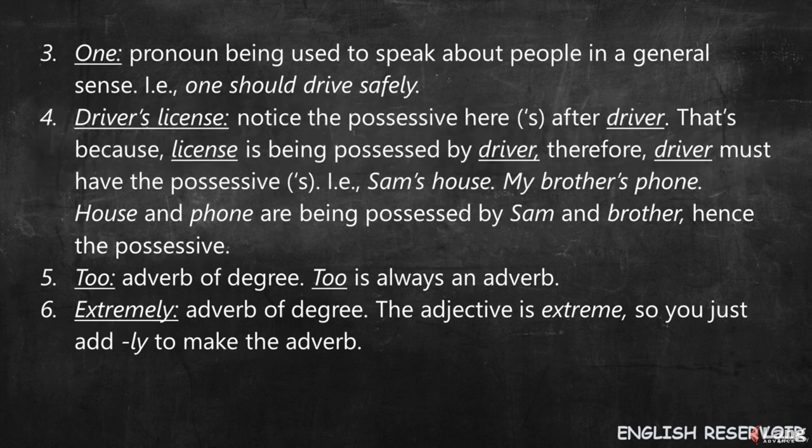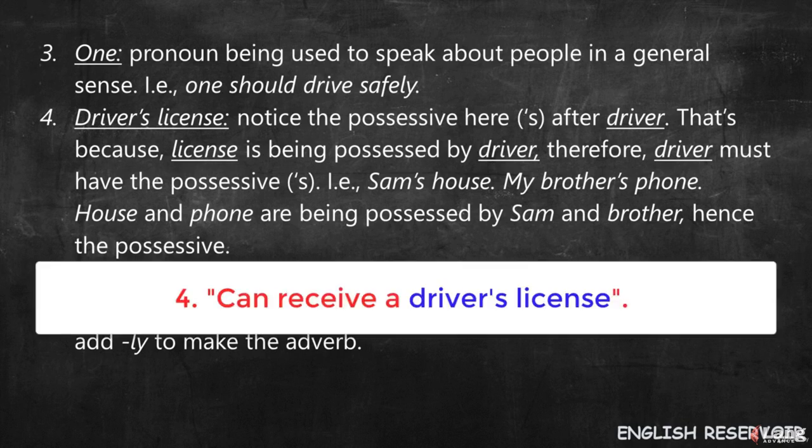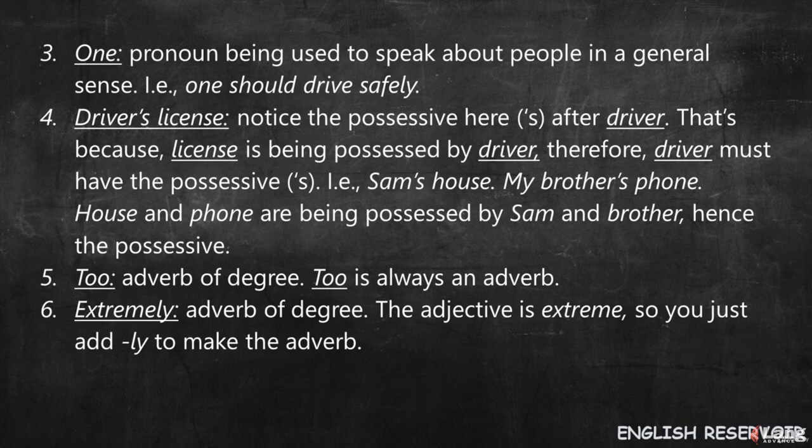4. Driver's license. Notice the possessive here, 's, after driver. That's because license is being possessed by driver. Therefore, driver must have the possessive 's, i.e., Sam's house, my brother's phone. House and phone are being possessed by Sam and brother, hence the possessive.